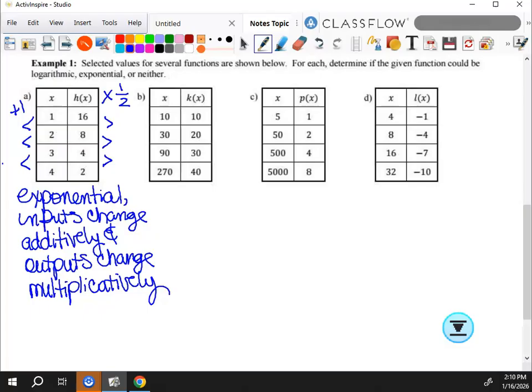Do what? Logarithmic. Okay, so he's going to help you out. Logarithmic. All right. Can you tell me why there? Go ahead.